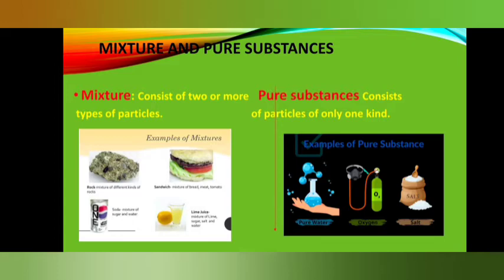On the other side, pure substances are those substances which consist of particles of only one kind. For example, oxygen. As oxygen contains only one type of particle, it is an example of a pure substance.